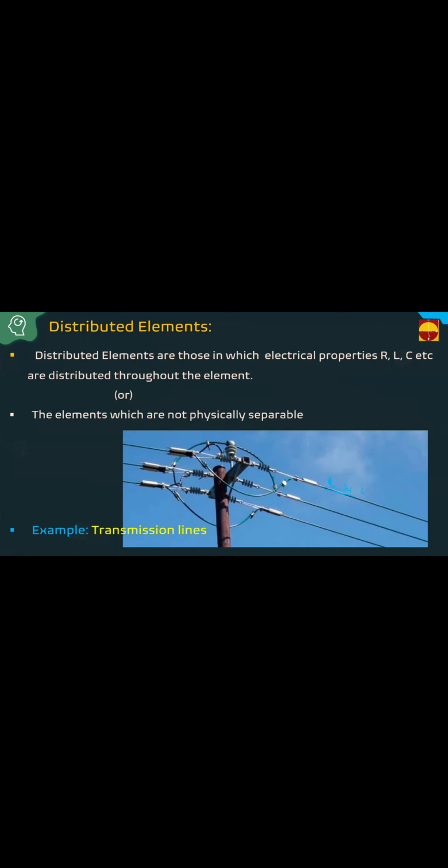What is the example of distributed elements, friends? The transmission lines are the examples of distributed elements. The elements which are not physically separable are treated as distributed elements. But if you take a resistor, yes, this much resistance is there, this much inductance, this much capacitance. If you touch this one, yes, this is R, this is L. By seeing a transmission line, can you say this much resistor, this much inductor? Because of this reason, electrical students, in the steady state analysis of transmission lines, for a long transmission line, it is a distributed one.